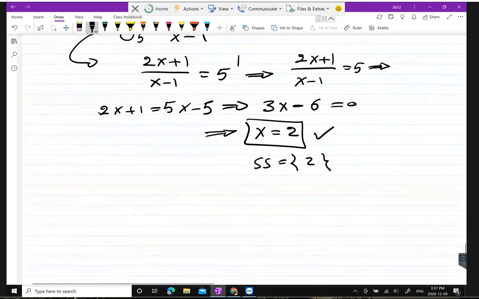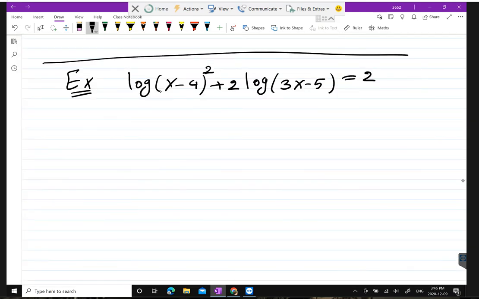Okay, the next example is logarithm of (x minus 4) to the power of 2 plus 2 log (3x minus 5) is equal to 2. I want to solve this one. Well, here you have two options. You can bring these 2s on top and make the coefficient of logarithm exactly the same as 1 and then continue, or you can bring these 2s in front to make this coefficient and that coefficient exactly the same and then simplify. This may be a little bit easier. I will follow this one.